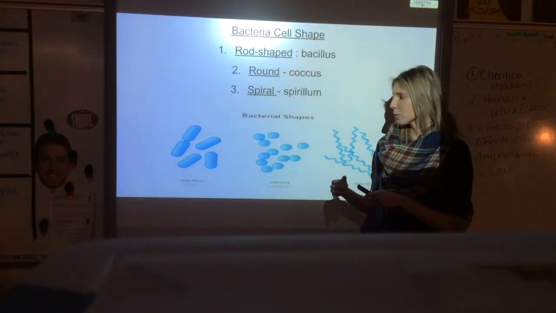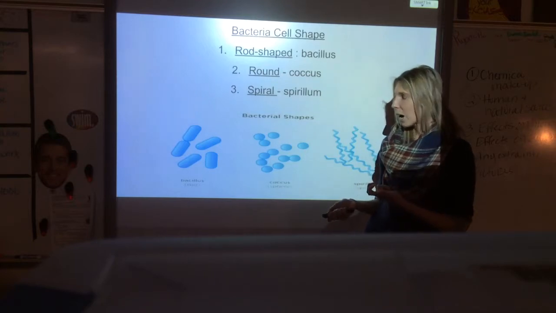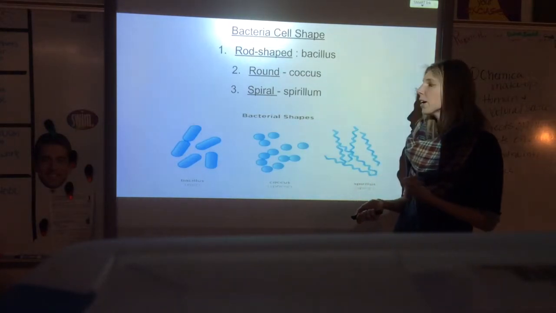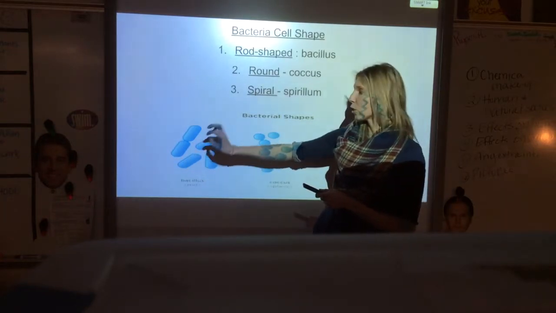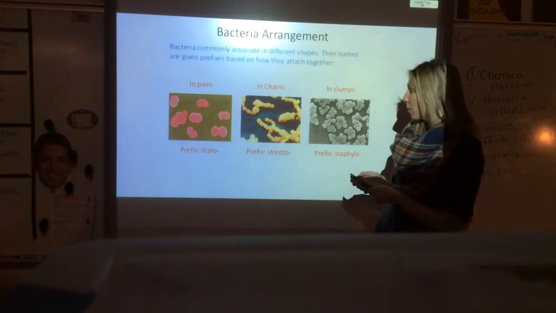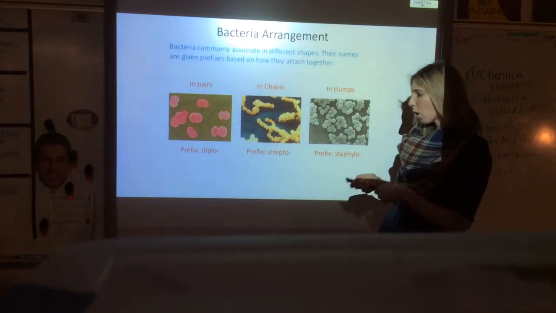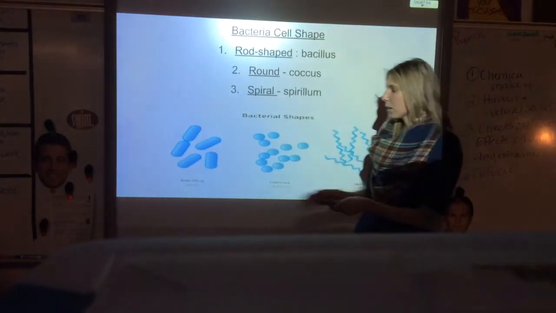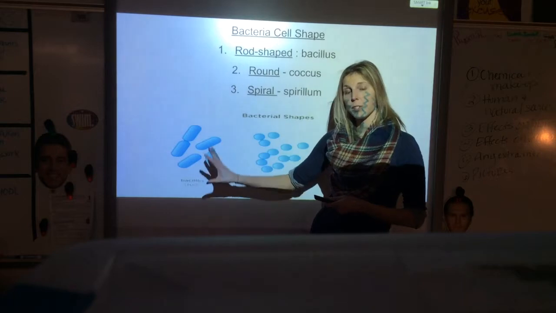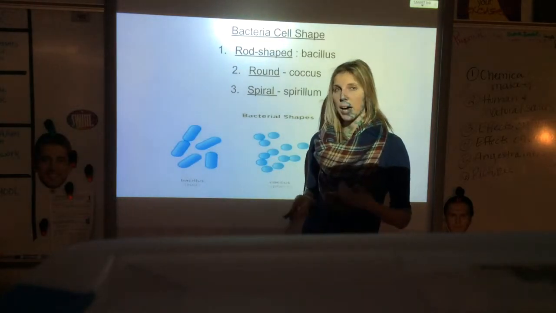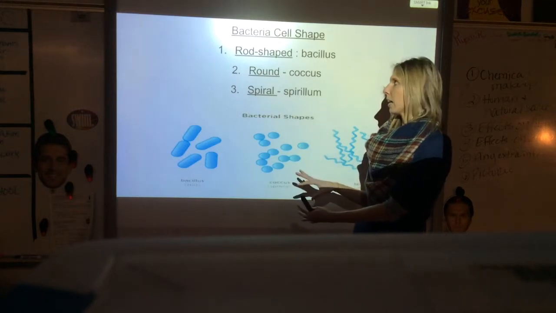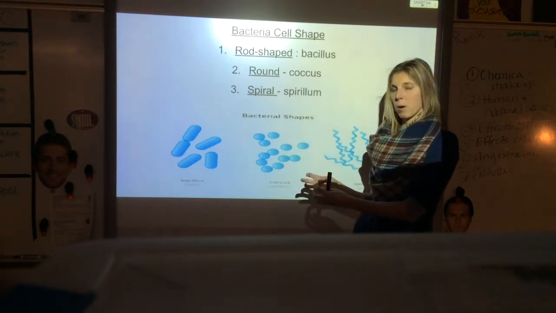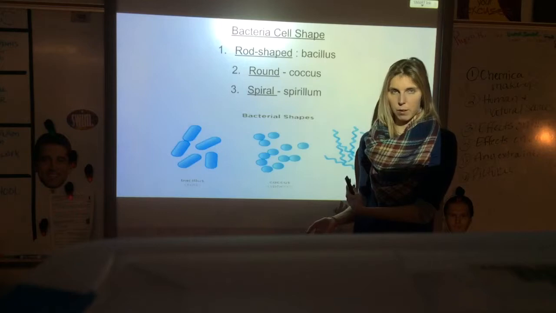Okay, so sometimes we might look at a particular type of bacteria, and if we see that it's round and it's a cluster of them, like what we see here, we would call that Staphylococcus, because it is a cluster of our round type of bacteria. So that's kind of how we use the arrangement and the cell shape to come up with the name for that particular type of bacteria.